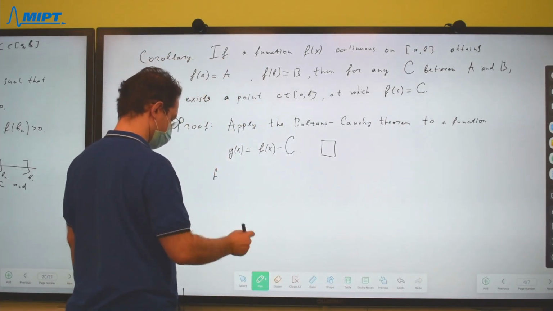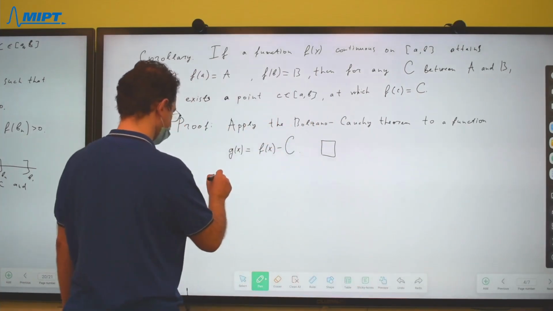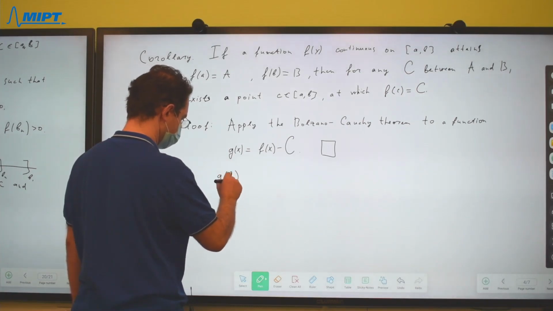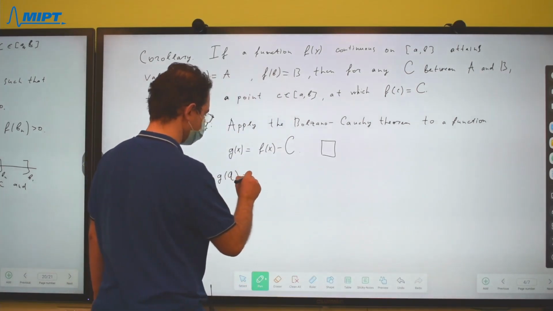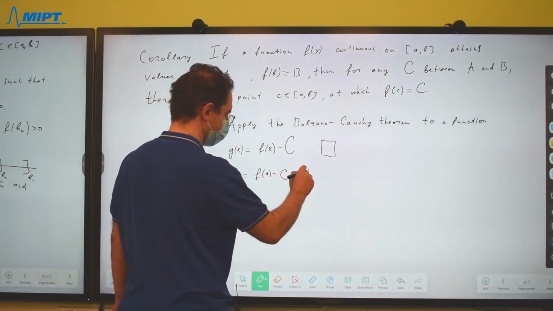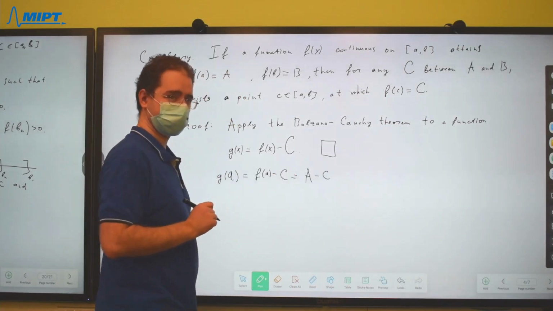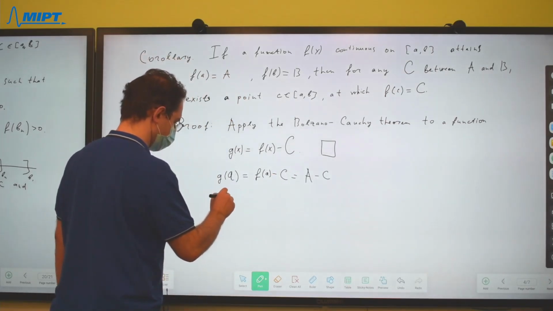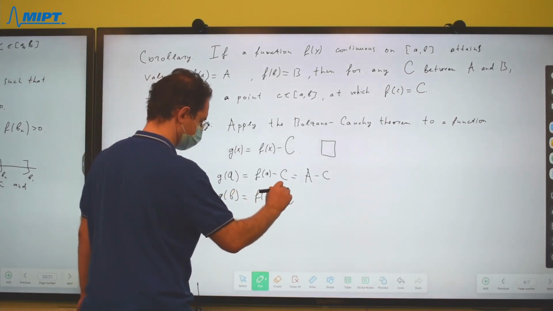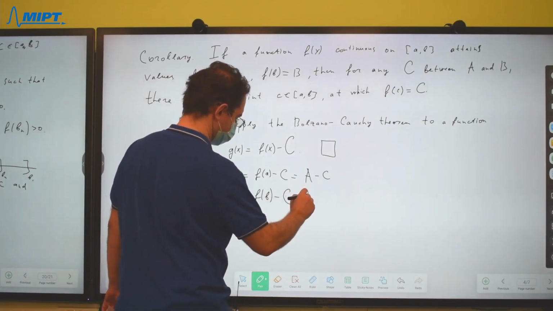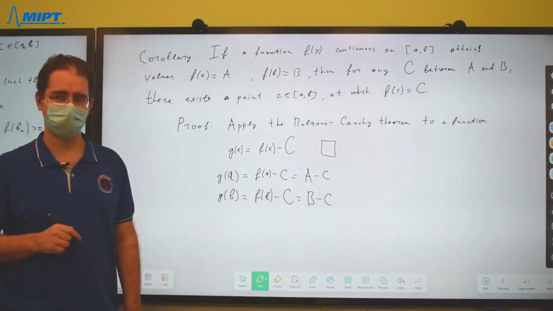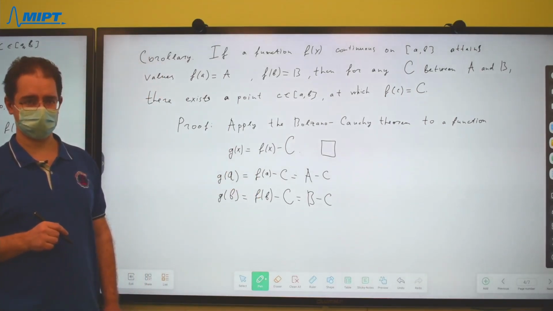F, well, not f, g of small a, that would be f of small a minus c, that would be a minus c, and g of small b, that would be f of b minus capital C, that would be capital B minus capital C. Those two values should have different signs.